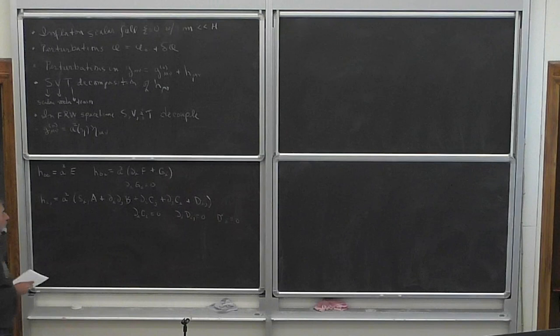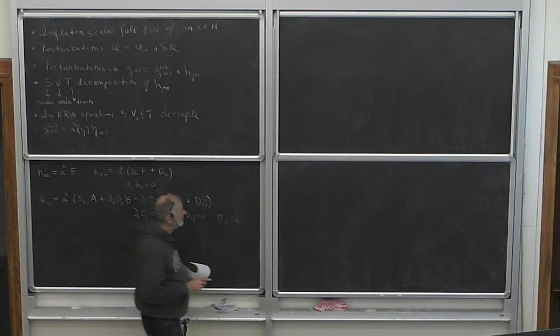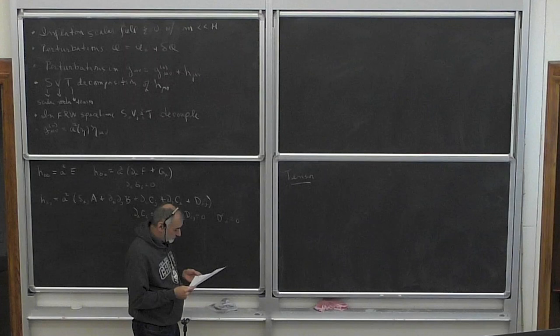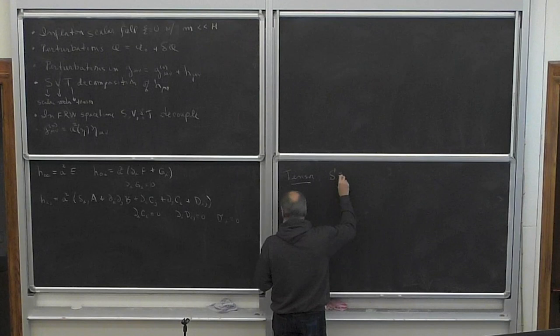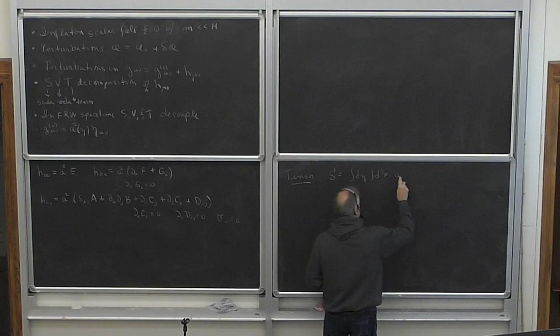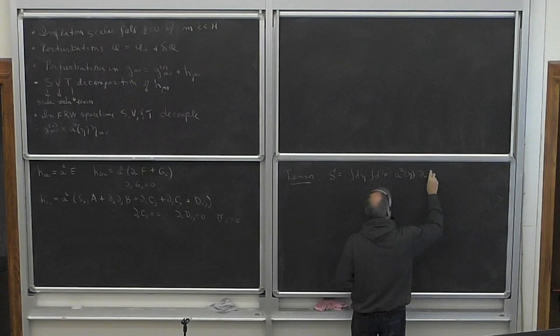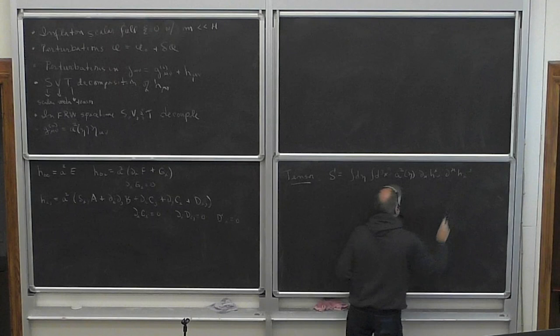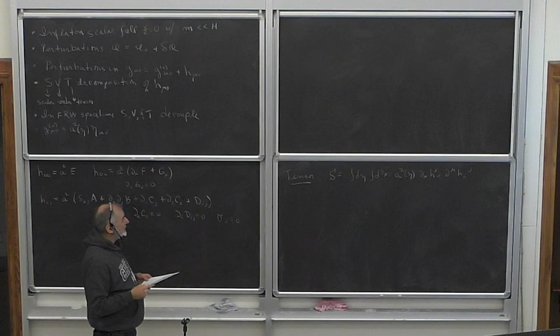So we know what the action is for the metric. It's the Einstein-Hilbert action. And now, let's first look at the tensor components. In the tensor components, the action will be simpler to look at in some sense. And this does not have a canonical kinetic term because of the a squared.